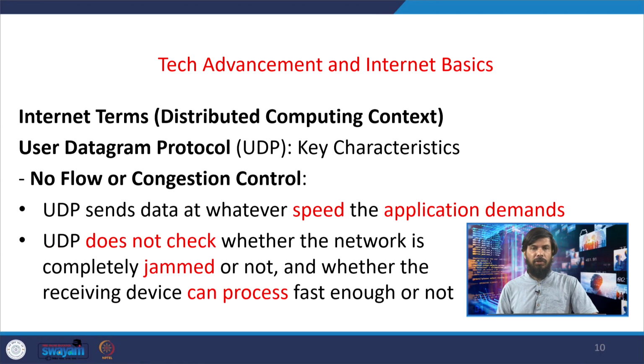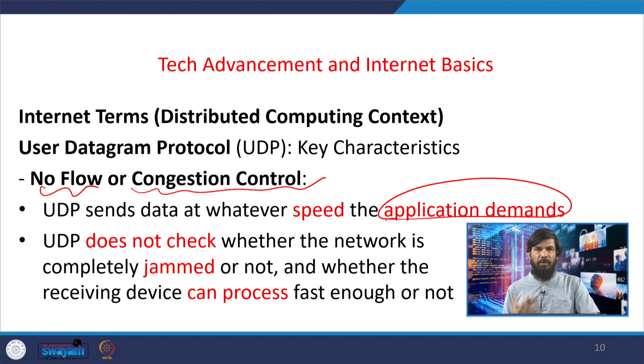Another characteristic of UDP is that there is no flow or congestion control. So UDP sends data at whatever speed the application demands. It's a very real time, fast application, and the speed at which data is required might be slightly demanding, so UDP will match that speed. For this whole thing to be possible, it removes lots of overhead.